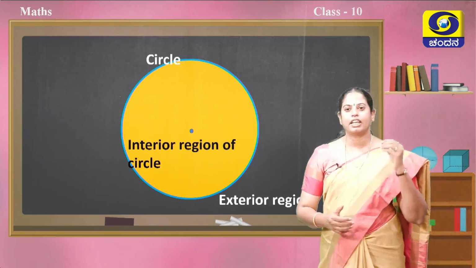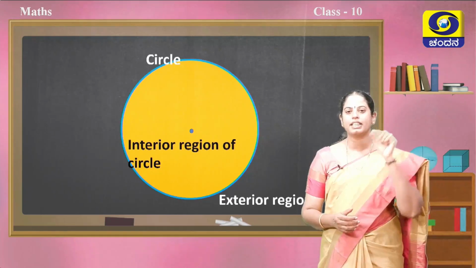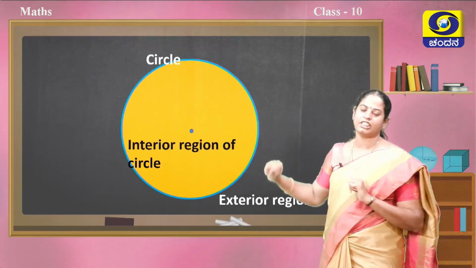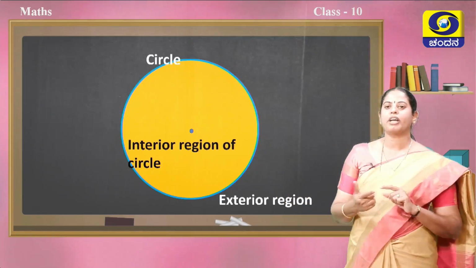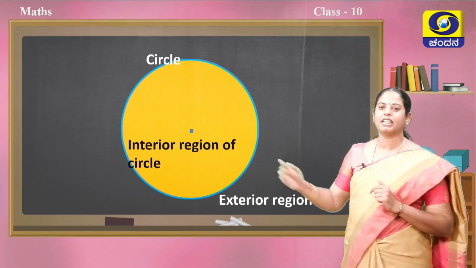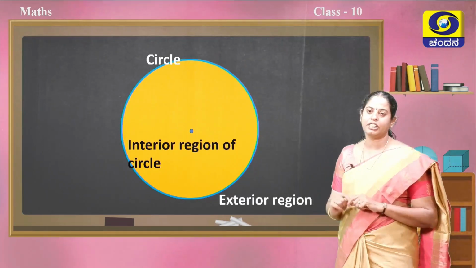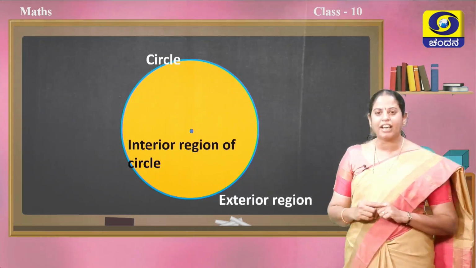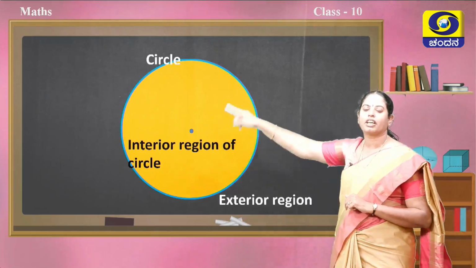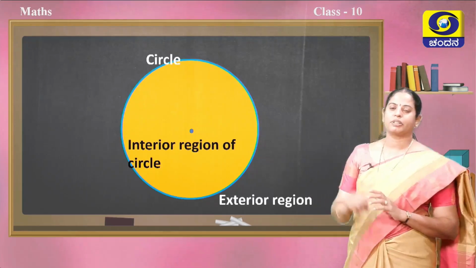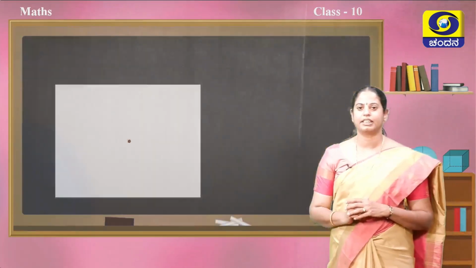So, if I tell you to mark a point inside the circle, you are going to mark the point in the interior region of the circle. If I ask you to mark a point outside the circle, you are going to mark the point in the exterior region. If I ask you to mark a point on the circle, you are going to mark it on the circumference. This concept is very important, children.